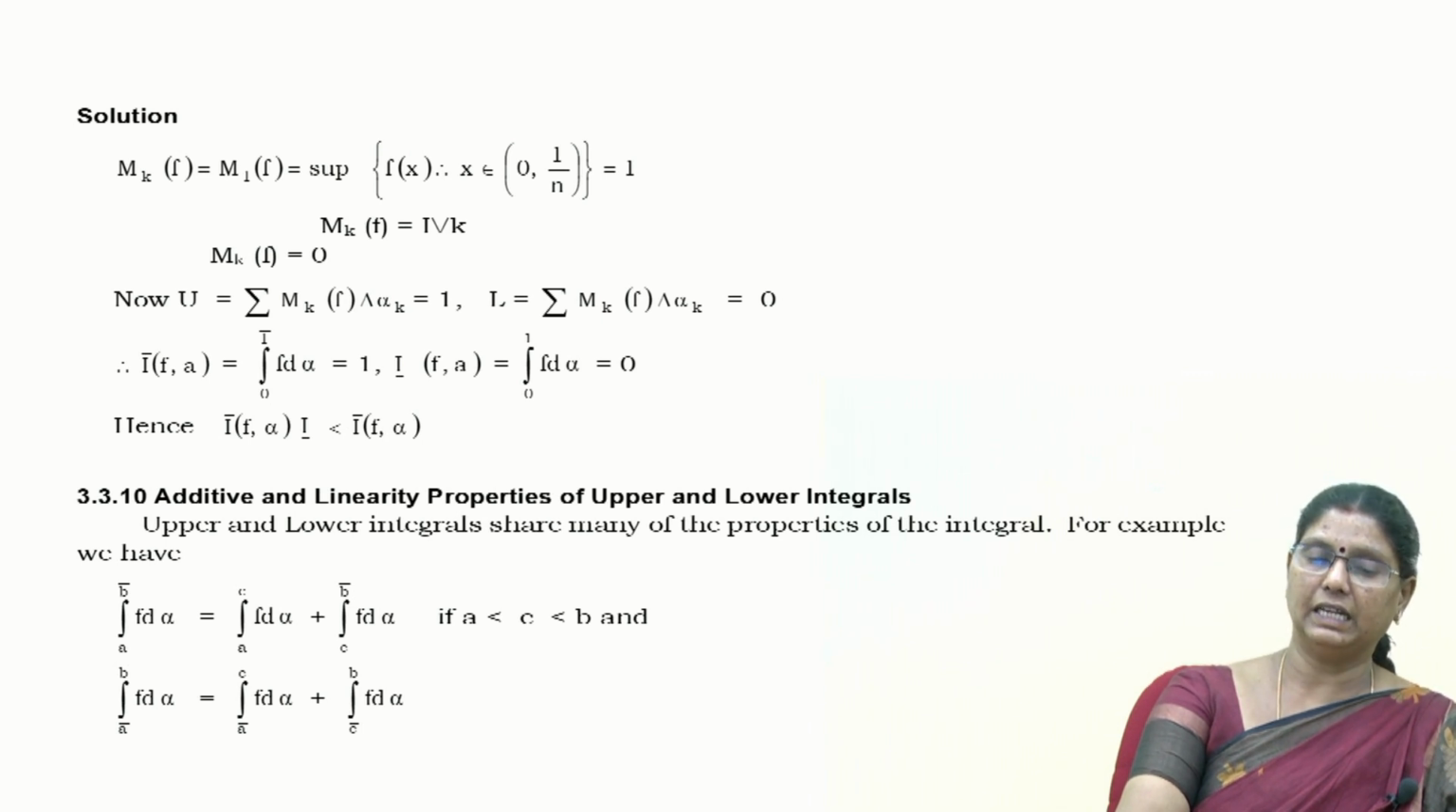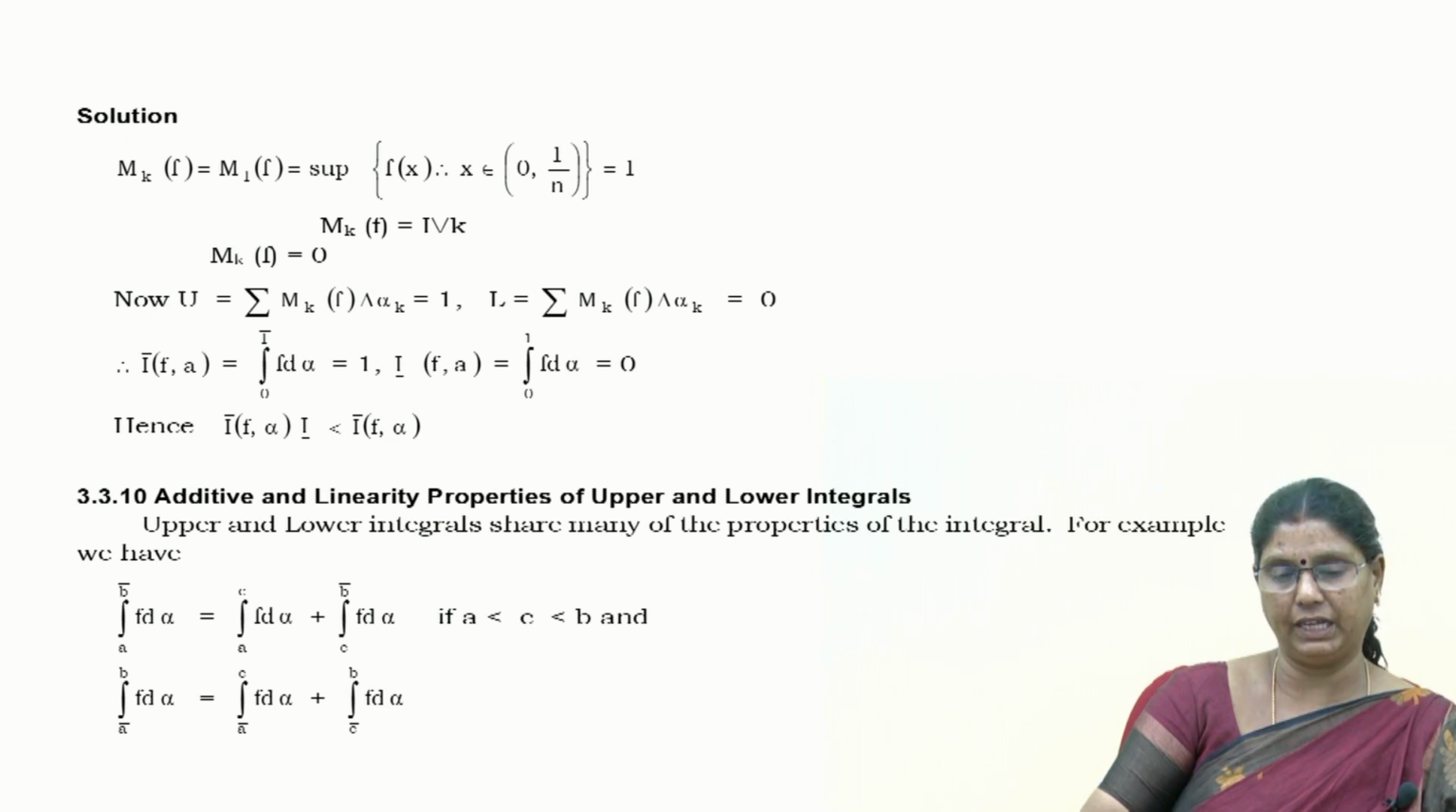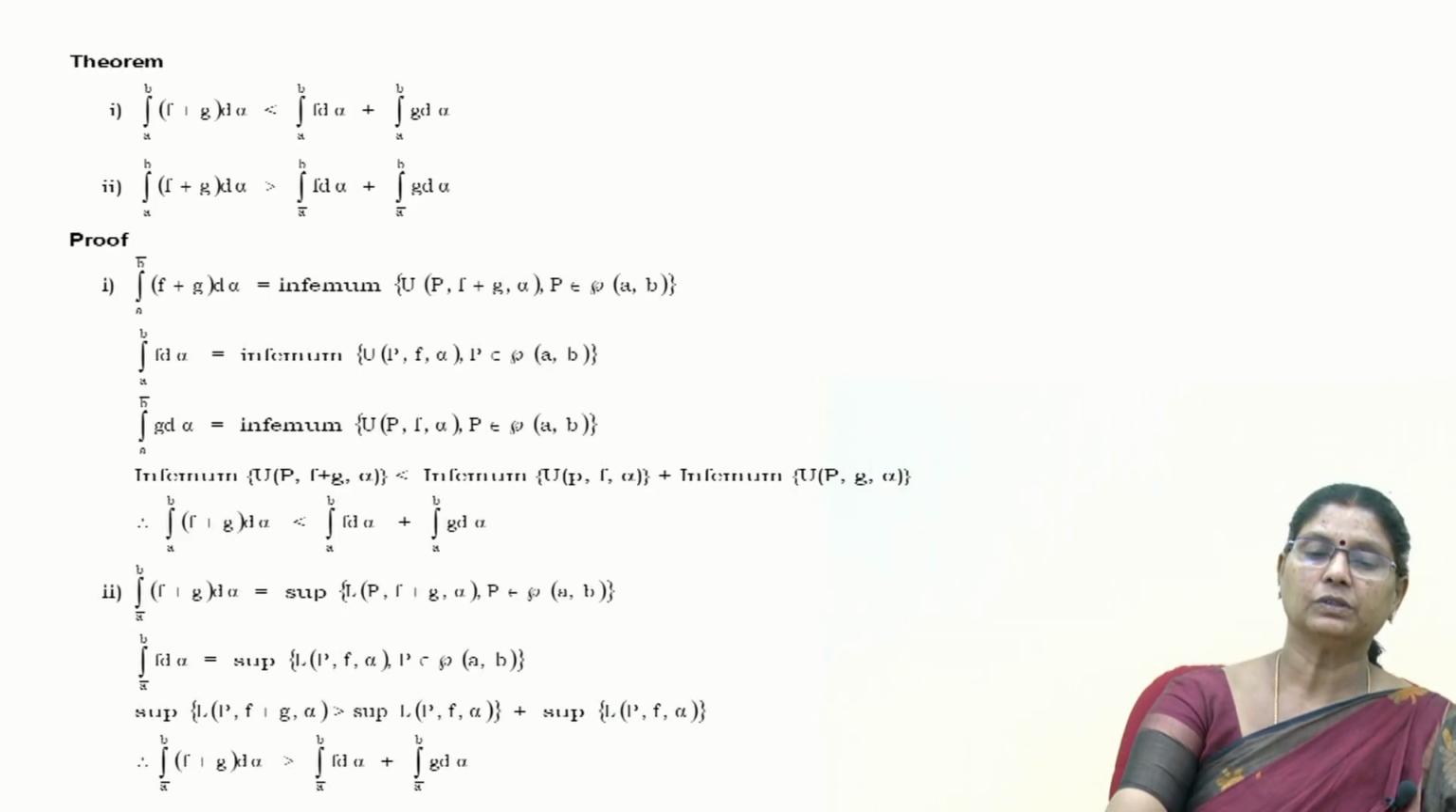Next, additive and linearity properties of upper and lower integrals. The upper and lower integrals have many of the properties of the integral. The additivity property says the upper integral from a to b of f d alpha equals the upper integral from a to c plus the upper integral from c to b of f d alpha, whenever a is less than c less than b, and similarly we can write it for the lower integral also. Here is the proof of the above two properties.